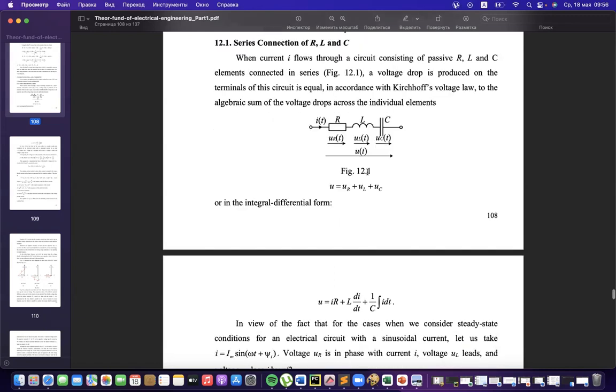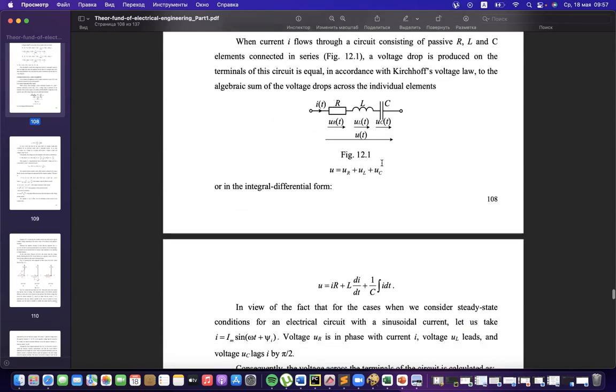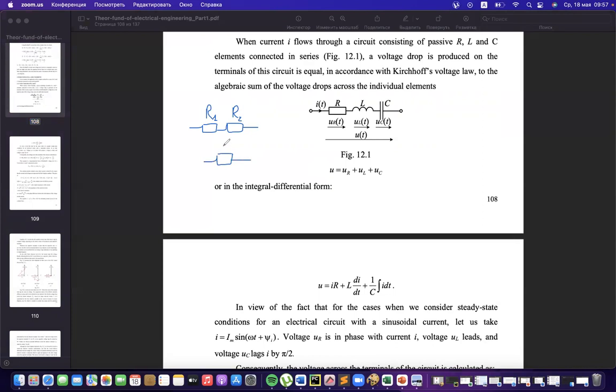For the serial connection, we have 3 voltages. In total, it will be the general voltage on the points of the branch. If you have a couple of resistors or a couple of coils or a couple of capacitors, you just add all these voltages, and instead of any serial connection of one type of element, you could point a total one.